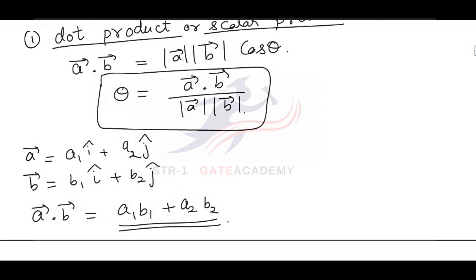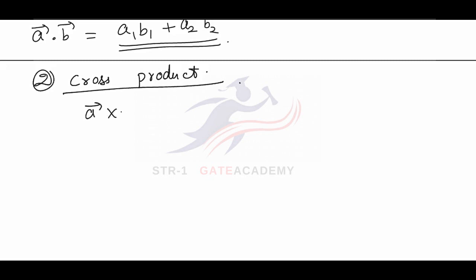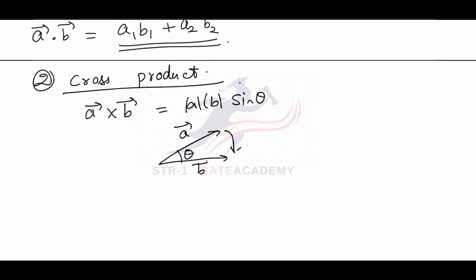Similarly, we can also talk about cross product. Cross product is a cross b, or you can say ab sine theta, right? So this is the cross product. Cross product basically you are curling this towards this. This is the theta angle. This is, let's say, a cross b.